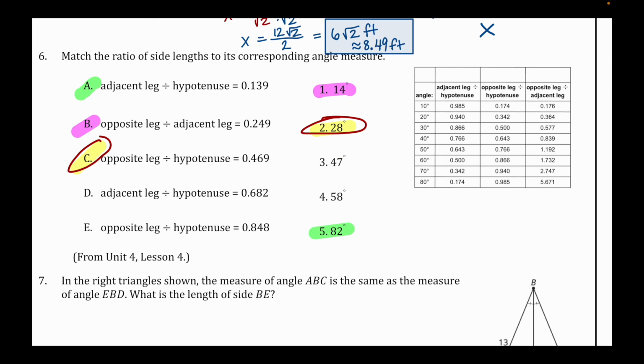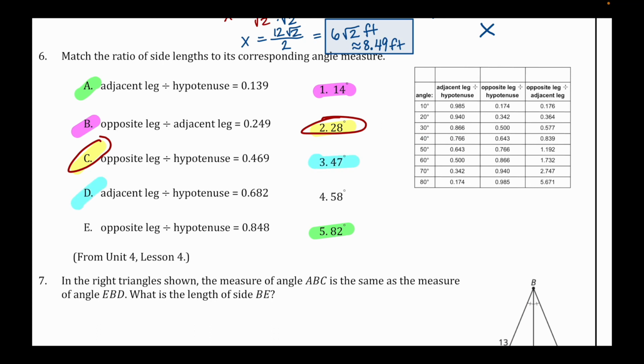But as I was saying, this has got to be between 40 and 50 because 0.682 is going to fall between these two. Sorry, I'm circling the wrong section. Opposite and hypotenuse. This needs to be adjacent and hypotenuse. 0.682 is going to be in between these two, which is in between 40 and 50. That's the one I'm going to highlight as blue.